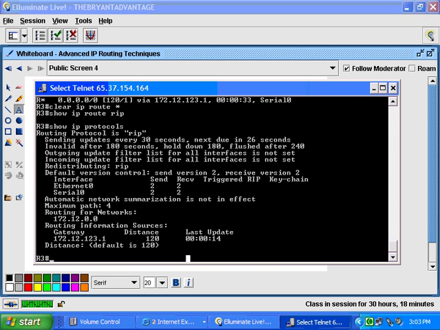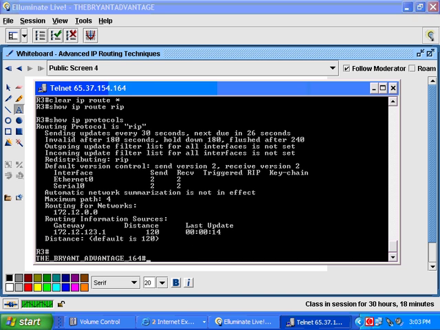So anytime you make a change like that, even in a production network, if I did something like that on a RIP network, I would clear the routing table in that particular instance. So we've taken care of that. We now have no default network, no default route.